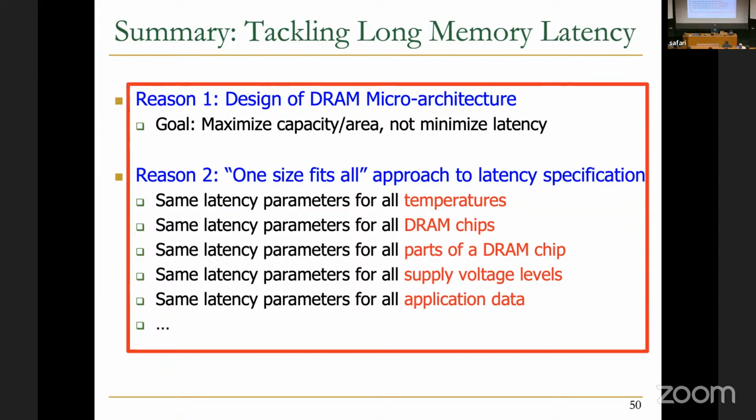Any other questions? Okay, I'll go with DRAM refresh then.